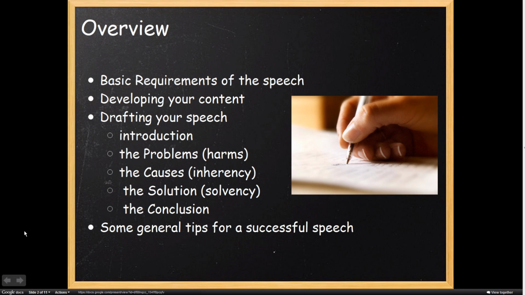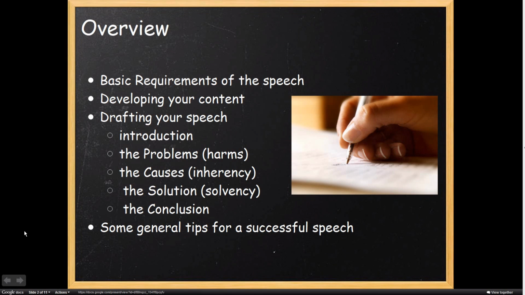Overview. So briefly before we get into it, I'd like to go over the general requirements of the speech and what's going to be covered in the following presentation. First, I'm going to give you the basic requirements of the speech. After that, we'll take a look at what you need to do to develop your content. Unlike some of the speeches that we've done in the past, this speech is the most heavily focused on the content of your speech, which means that you're going to have to do a lot of research. So we're going to spend a little time focusing on that specifically.